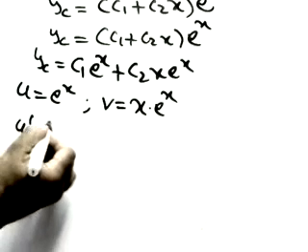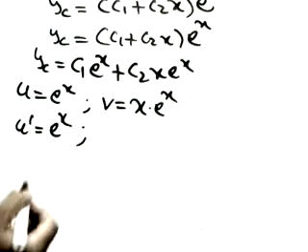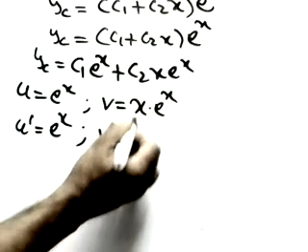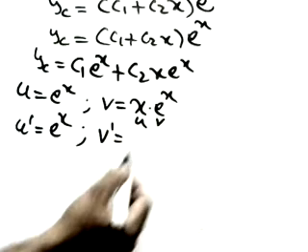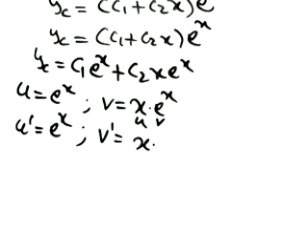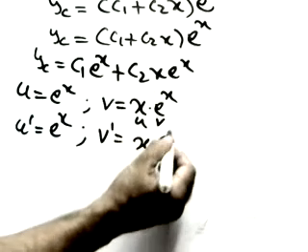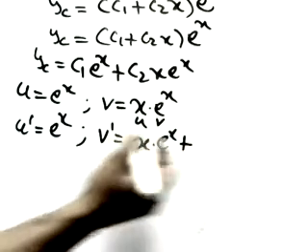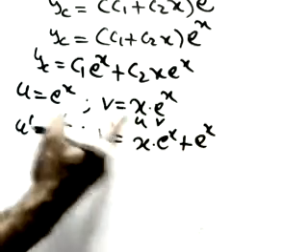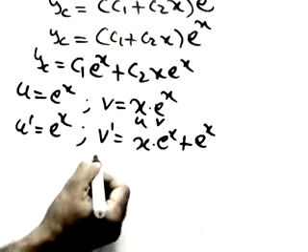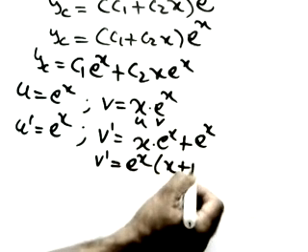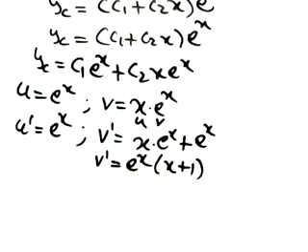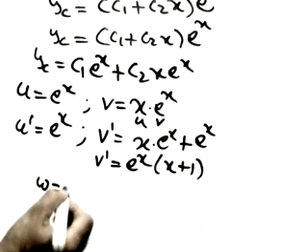Now differentiate this. Next step, u dash equals d by dx of e power x, which will be e power x. Now v dash: we are multiplying these two, so we have to use the method of uv. u d by dx of e power x, that is e power x, plus v, that is e power x, d by dx of x is 1. Let me take e power x common, and v dash equals e power x into (x plus 1). So this is the first step.